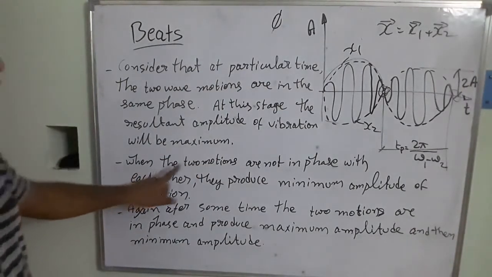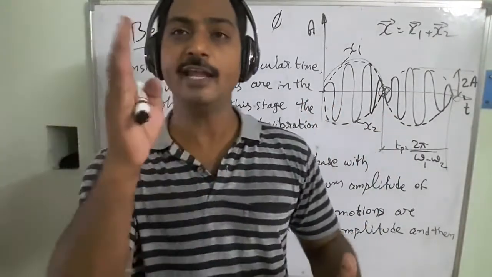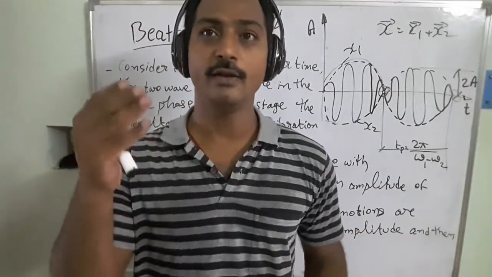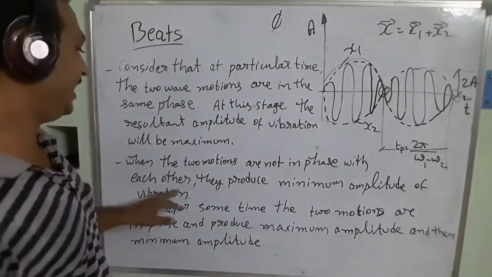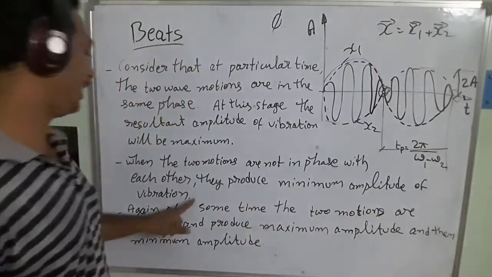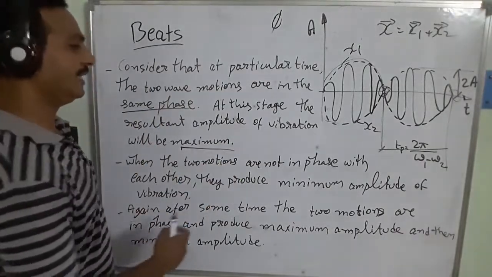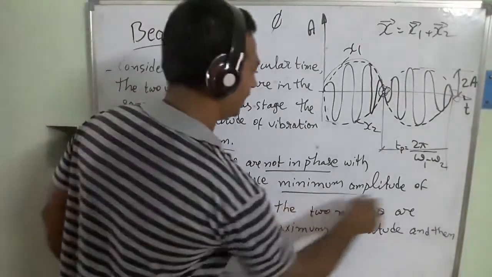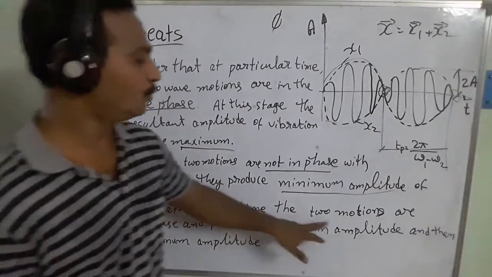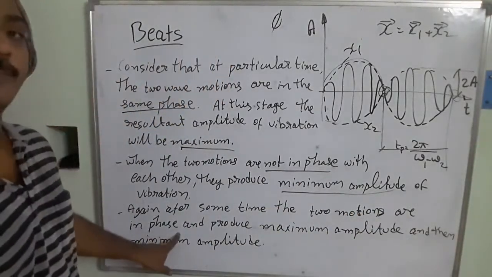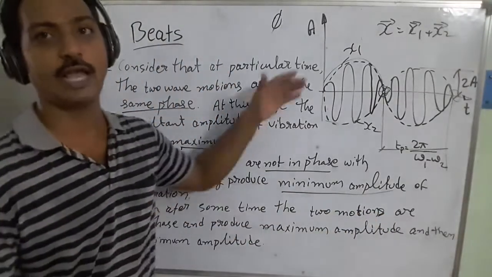In the other case, when the two motions are not in phase, they have different phases: omega n1 t for the first, and omega n2 t plus pi for the second. That means a phase difference is there, and they are not in the same phase. So with each other they produce the minimum amplitude of the vibrations. When they are in the same phase we get the maximum; when they are not in the same phase we get the minimum. Again, after some time the two motions are in phase and produce the maximum amplitude, and then the minimum again. This process continues repeatedly.